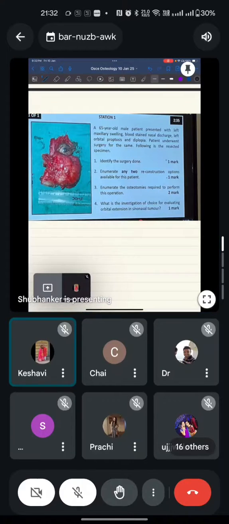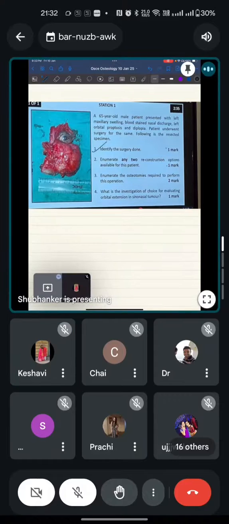The total maxillectomy. Lovely. Okay. Second, we have seen what the reconstruction options are for maxillectomy. Now see this. They are asking it for 2 marks: what are the osteotomies you are required to perform during this operation?